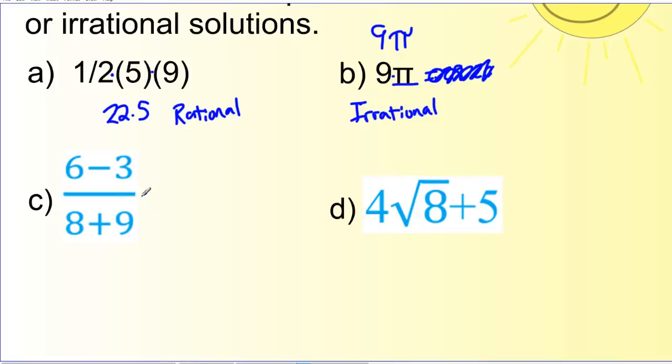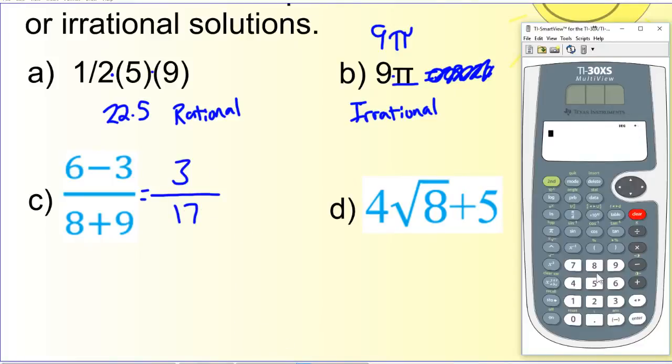Okay, so here, I've got stuff on top, stuff on bottom. So the way we evaluate is we do the stuff on the top first to get an answer, do the stuff on the bottom second to get an answer, and then just simplify our fraction. So 6 minus 3 is 3. 8 plus 9 is 17. Simplify. Change into a decimal. Let's see what we got.